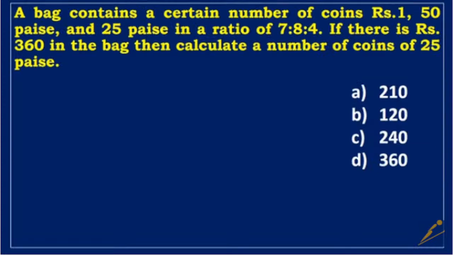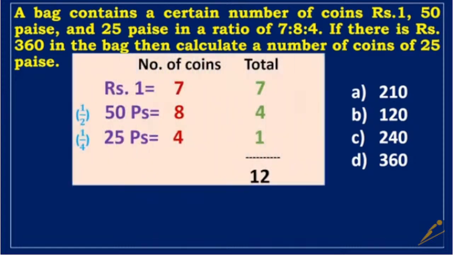Let's assume that the number of 1 rupee coins, 50 paise coins, and 25 paise coins in the bag are in the ratio of 7, 8, 4. The total value of the 1 rupee coins in the bag is 1 into 7, which is 7 rupees. Similarly, the total value of the 50 paise coins in the bag is 1 by 2 into 8, which is 4 rupees, and the total value of the 25 paise coins in the bag is 1 by 4 into 4, which is 1 rupee.